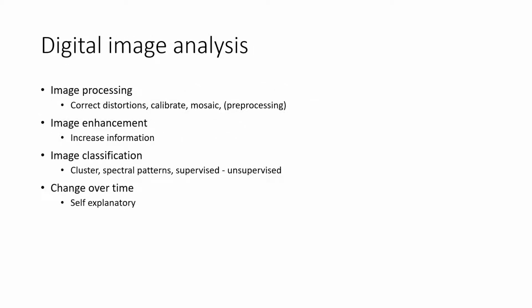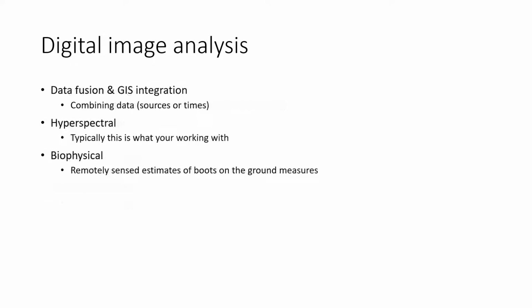So as far as image processing, we do things like correct distortions, calibrate, mosaic, and it's all the pre-processing steps. The image enhancement is basically a means of creating information. The image classification helps us identify clusters and patterns, whether we use supervised or unsupervised. And then the other thing we look at is sort of self-explanatory. We look at changes and see how the images or the data have changed over time. Data fusion and GIS integration is basically fancy, kitschy kind of words for combining data sources or times.